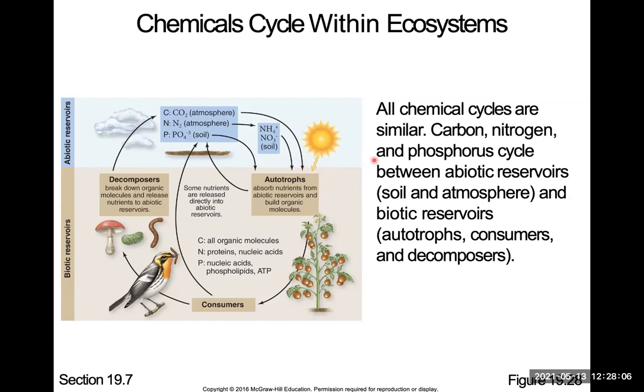So all these chemical cycles are similar. And there is cycling and recycling happening. And there is a connection between abiotic reservoirs and the biotic reservoirs, where the consumers and autotrophs and decomposers are impacting each other. And then it's also related to the chemical cycles. So understanding the nutrient cycle is really important because it's connecting different organisms together, and the abiotic reservoirs as well.